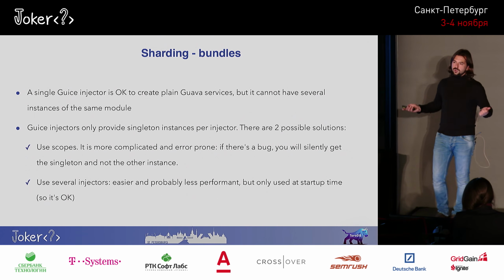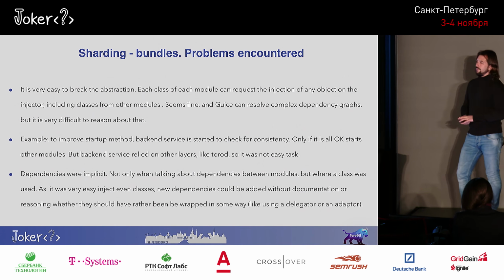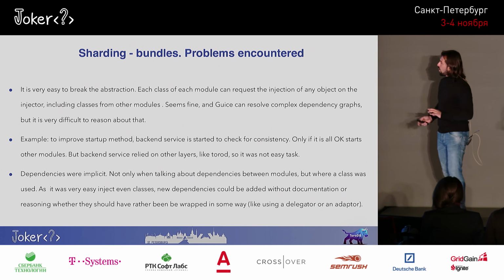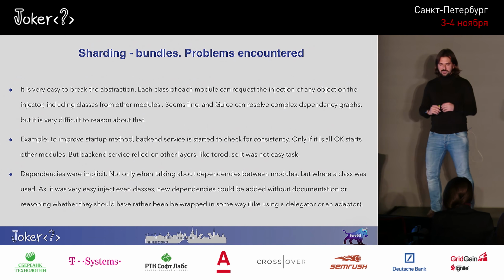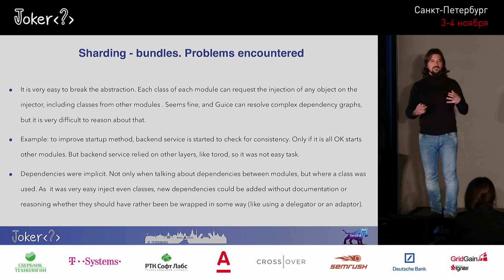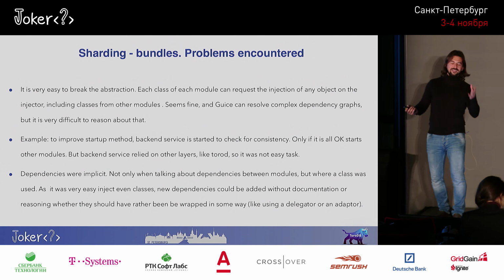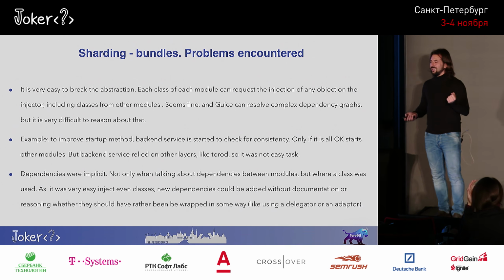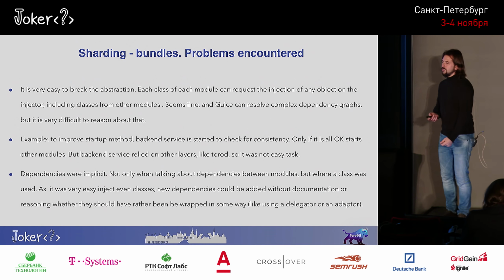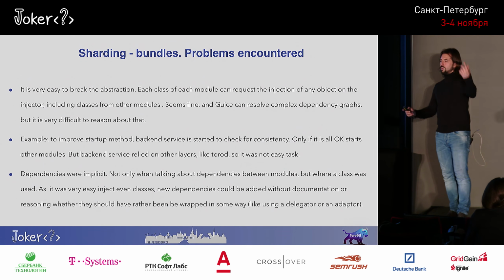So the option is to use several injectors. Now, this also comes with its own problems, and very quickly, the problem with these injectors is that it's easy to break the abstraction, because it makes it so easy to inject anything from any point where I need this class. So you inject it in whatever piece of code, and you can very easily create circular dependencies, or you can break the abstractions. You can inject something from some other place that it shouldn't be.